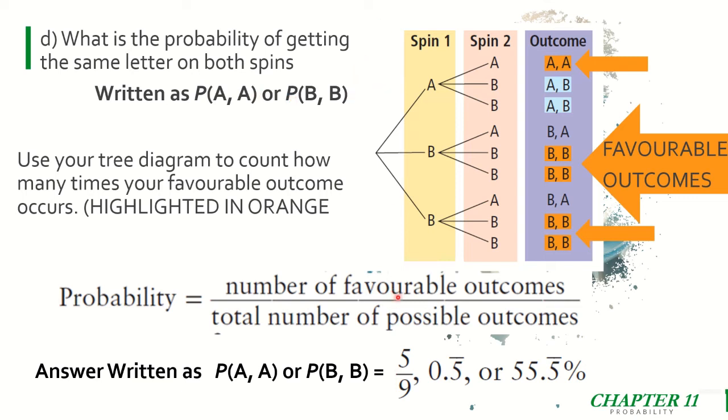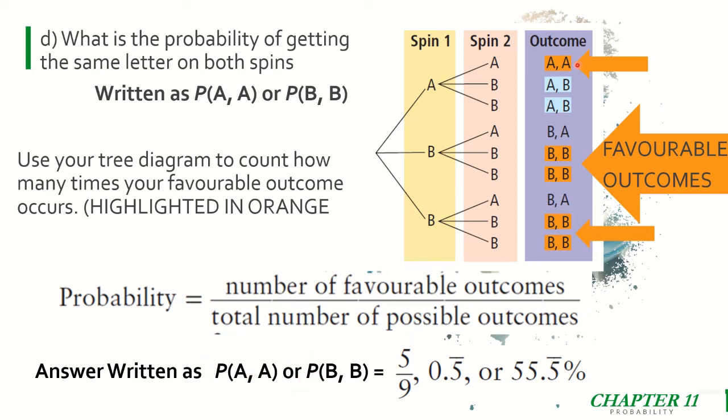Then I'm going to use the same outcome table that I've already got written down, and I'm just going to circle, or in this case, highlight orange, all of the times that those favorable outcomes come up on my spinner. So you can see here I can have an A and an A, I can have a B and a B, another B and a B, a B and a B, and a B and a B, depending on which order I've done those B's in, okay? So how do I write this? Well, I've got it down here, just like in the question.